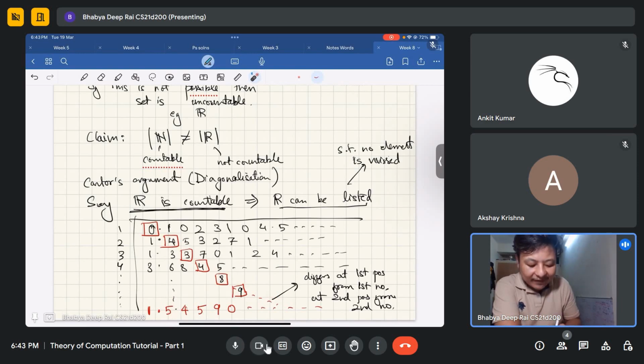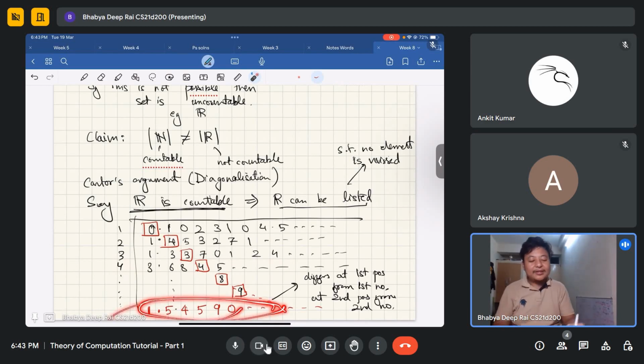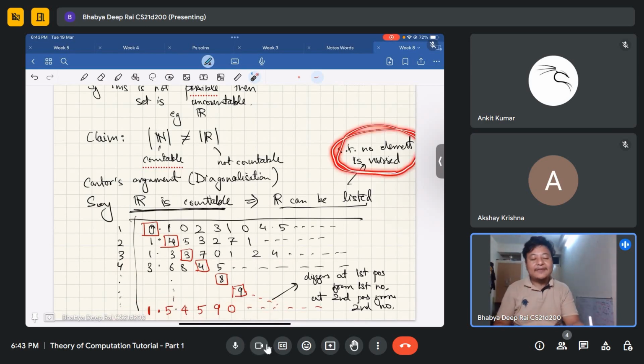Getting it? If that number appeared at a position i in the list, then it would differ at the ith position. So he made sure that it differs from all the positions in the list. It does not appear in the listing. So this property about countable sets, that all the members should be there in the list, is violated. So what does it mean? It means that the real numbers are not countable. Okay, so this method is what is called diagonalization.